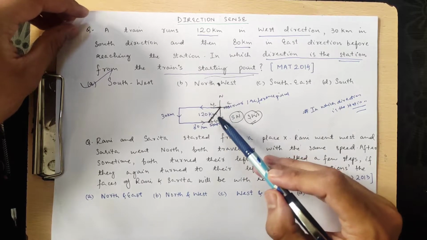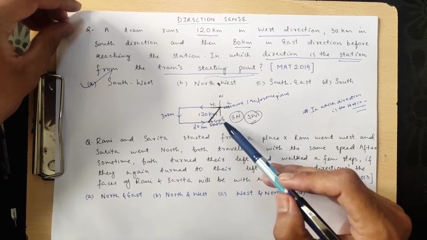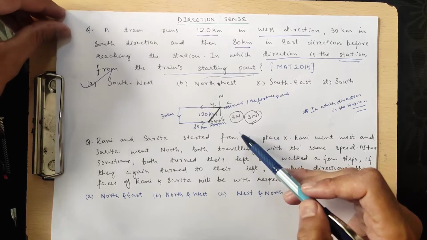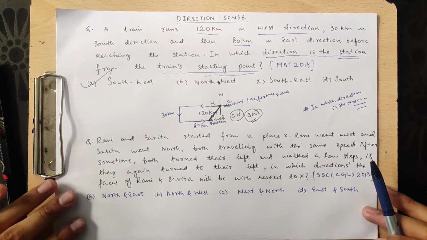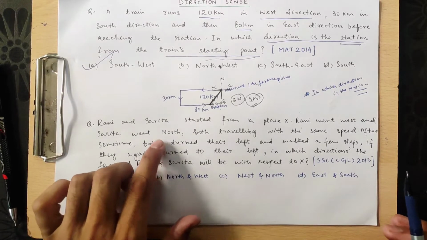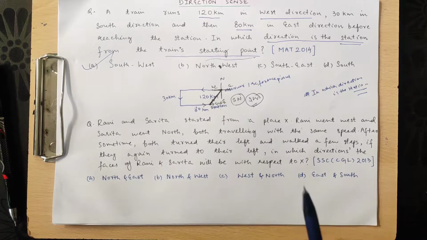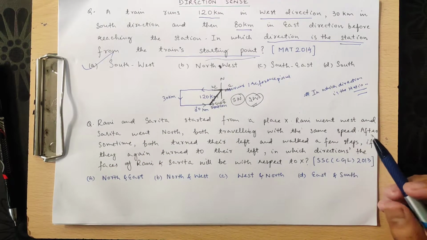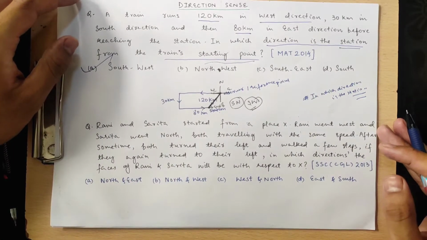And I told him that I am looking between west and south. That means your station is in the southwest direction, okay. I hope you got it. Now this is the most important question, Rani and Sarita, and this question was asked in SSC CGL 2013, okay. So from the examination point of view, this is very important.